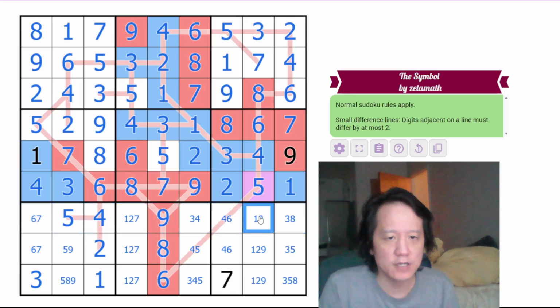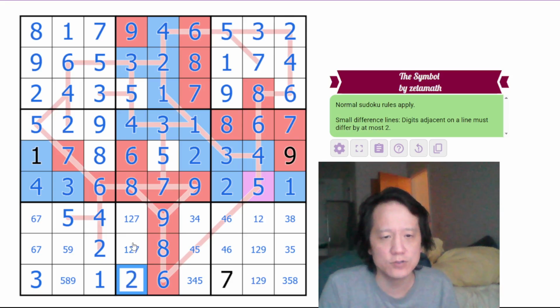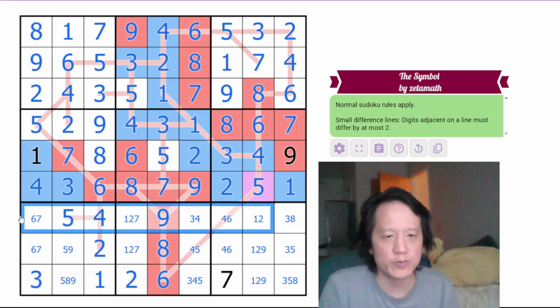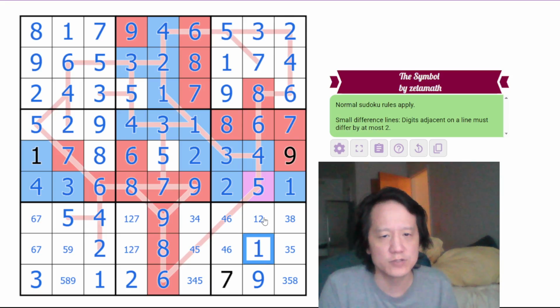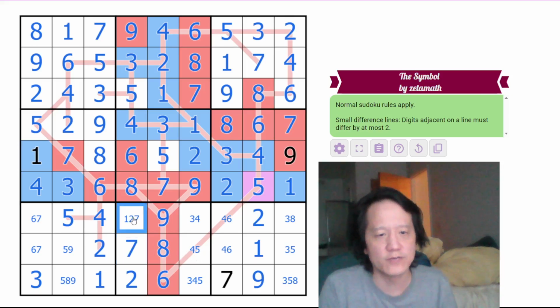Remaining digits can only be 1 or 2 here. This can't be 1 or 7, so this is 2. Where are the remaining 1 and 2s? This 1 or 2 eliminates 1 or 2 here, so this is 9. This can't be 2 or 9, so it's 1, which makes this 2. This can't be 1 or 2, so it's 7, which makes this not 7, so that's 1.